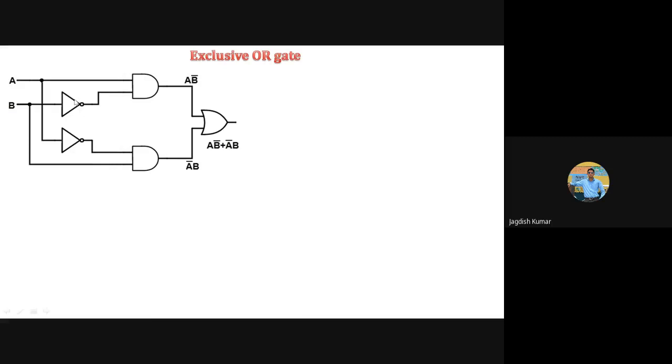From here it is straightforward. You take A here, and B and B bar here, so this is A B bar. Here you are taking A bar, and here B directly, so this is A bar and B. Both are now fed to an OR gate. So the output is A and B bar or A bar and B. So that's the expression for the exclusive OR gate.